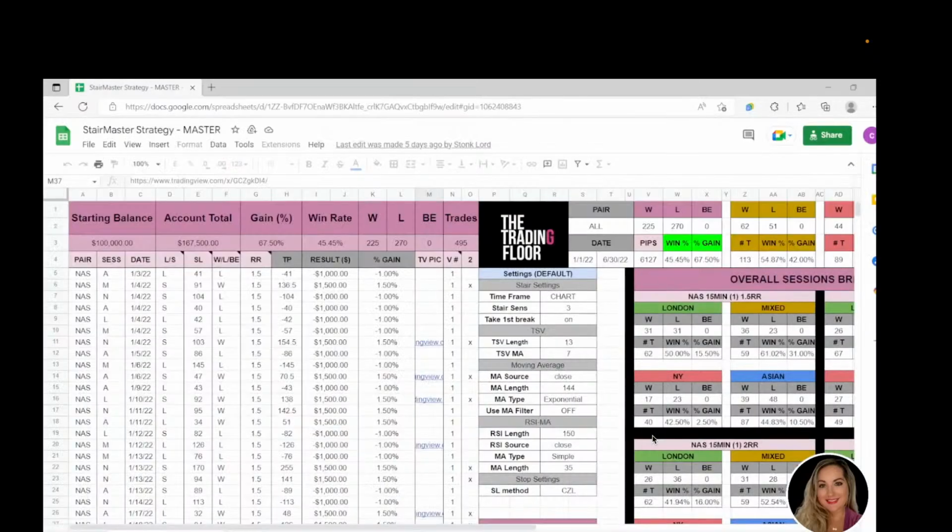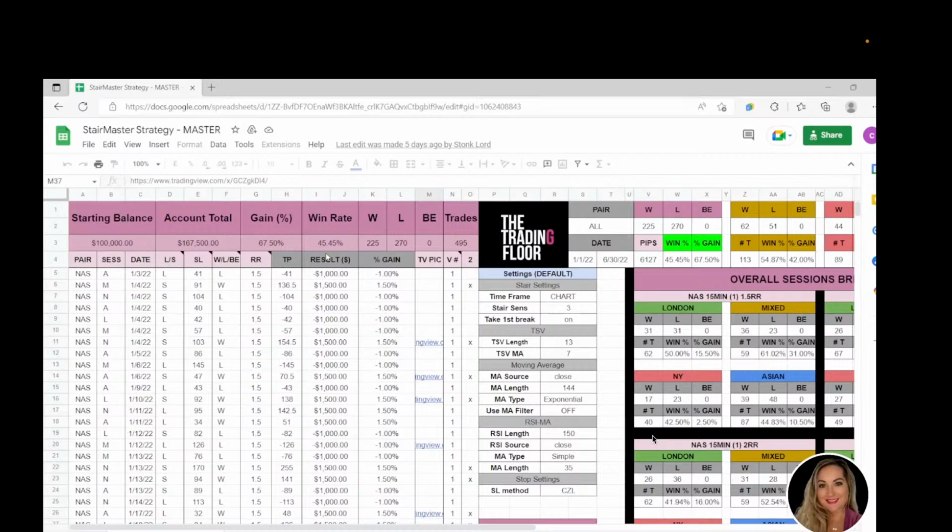So as always, you guys can see here with the backtesting data, we start with the 100K account and we see what it would make if we tested it. We did test this all the way from January up until the end of June. July will be tested, but July has not finished yet, so that will be added in as well. So we have 6 months worth of backtesting data. We have over 495 trades that have been taken. As you can see, there was a 67.5% gain on the account. The overall win rate is 45.45. That's testing every single session.